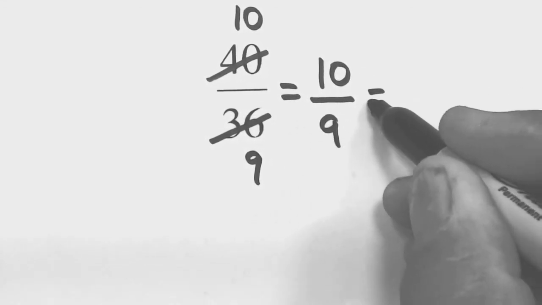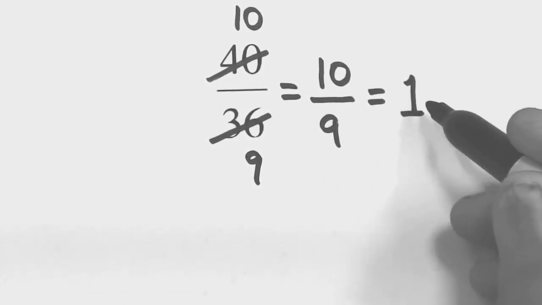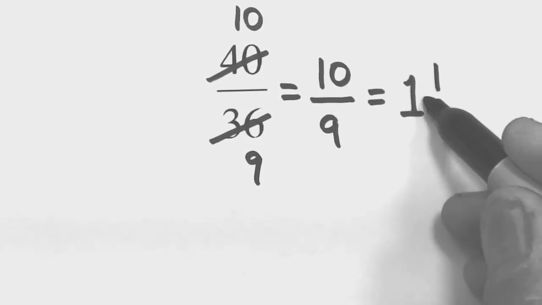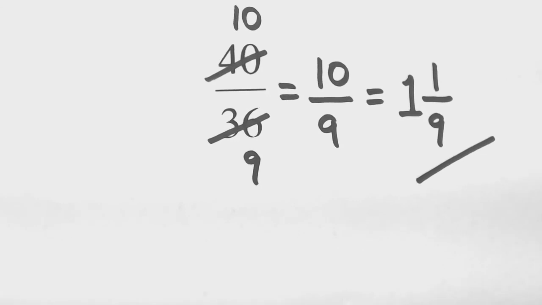That, of course, is easy to make a mixed number out of. 9 goes into 10 once. There'll be one part left in the numerator. We make a fractional remainder out of that. So there we are. We end up with 1 1/9.